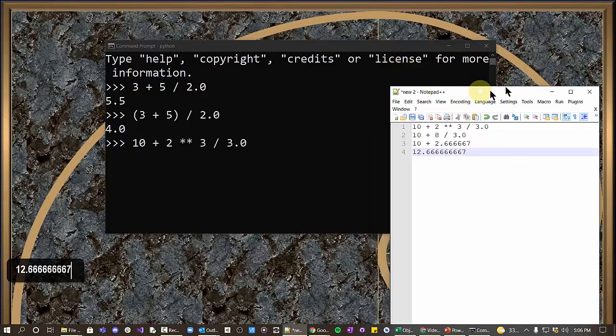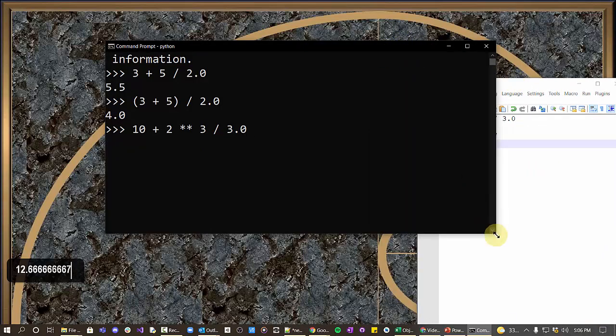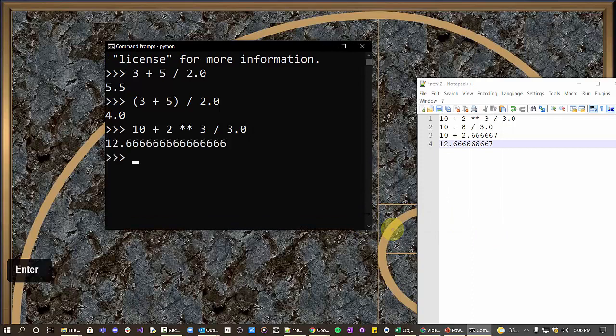Well, let's see if we're close. Yes, in point of fact, we are. So that order of precedence is something to remember when you're doing more complex equations. Now, if you want to force it, you definitely can. So let's say that what we really wanted is to add 10 plus 2 first, and then raise it to the third power, and then divide by 3.0.